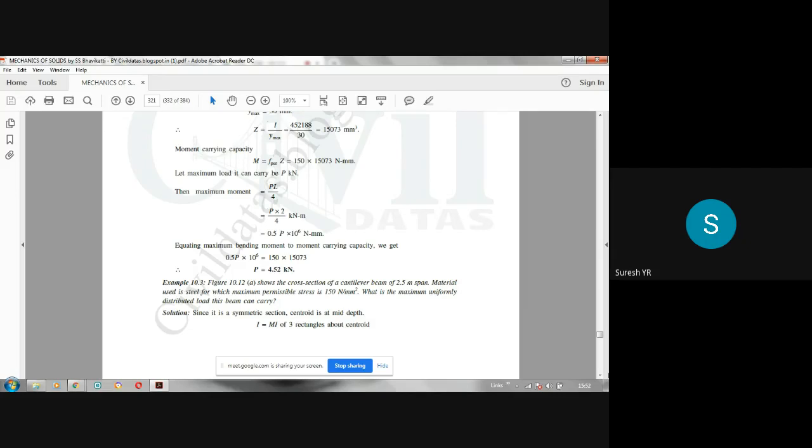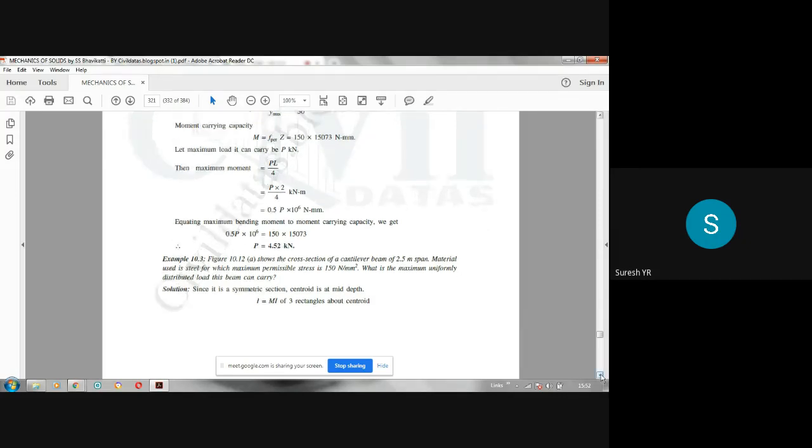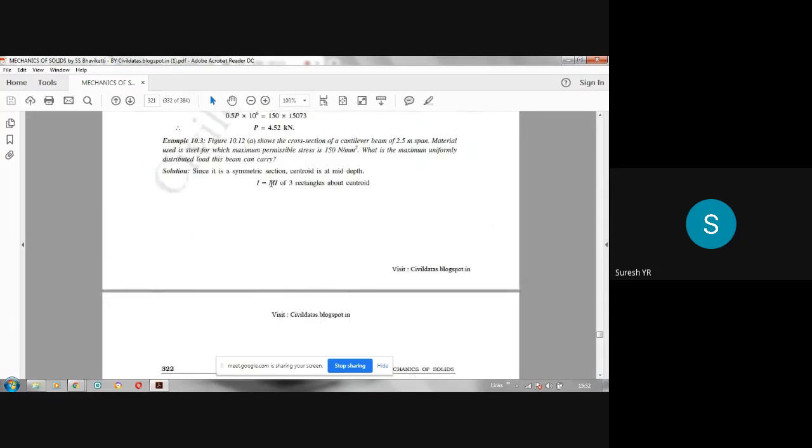Next we take one more problem, a cantilever beam. So it is not a simply supported beam. What is the difference? In the case of a cantilever beam, the bending equation won't change, but tension stress will develop above the neutral axis. Compression stress develops below the neutral axis. That's all.